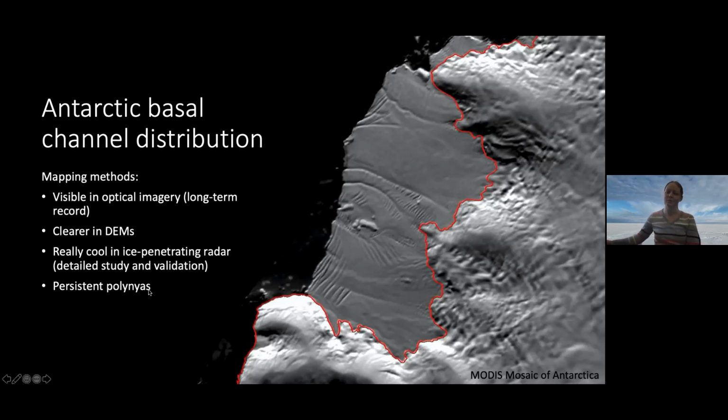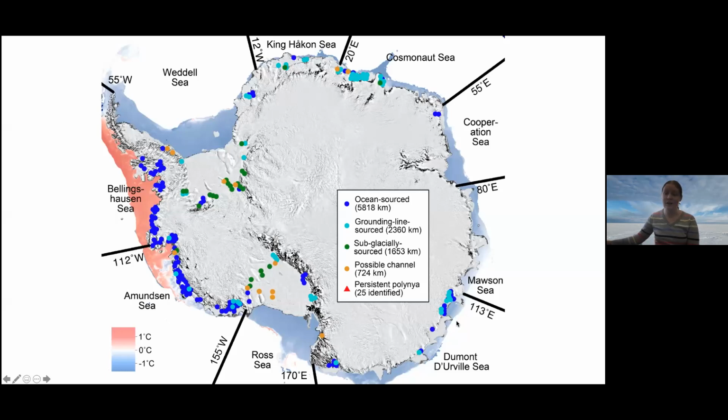And then we used persistent polynyas, which I'm going to talk about in a little bit more detail in a minute. This is what we got for the distribution of these channel features on floating ice shelves around Antarctica. What you're looking at here with these dots is every dot represents 50 kilometers of channel length. So it's giving you an idea of where they are and also the density, how long they are, how much of the ice shelf they tend to take up.